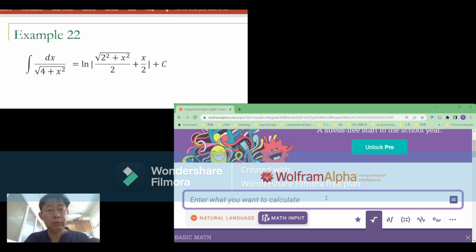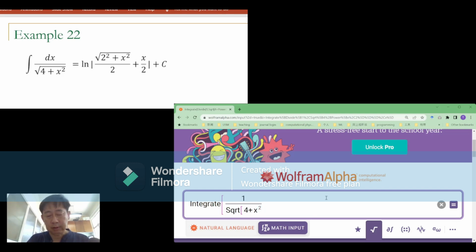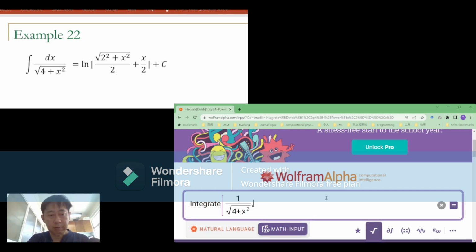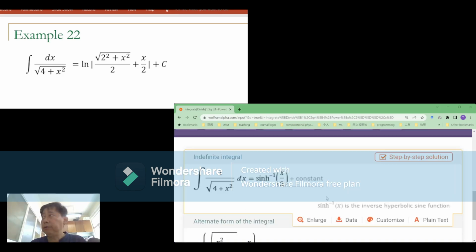Example 22, the integral of 1 over the square root of 4 plus x squared. So I type integrate open square bracket 1 over capital SQRT open left square bracket 4 plus x shift caret 2 close right bracket comma x close right bracket. Press shift enter. The result given by Wolfram Alpha in the first instance is in the form of hyperbolic arc sine of x over 2.